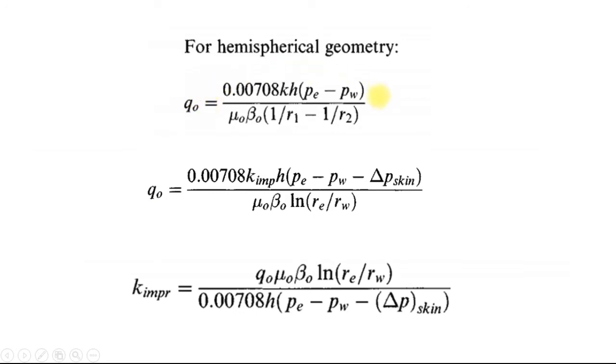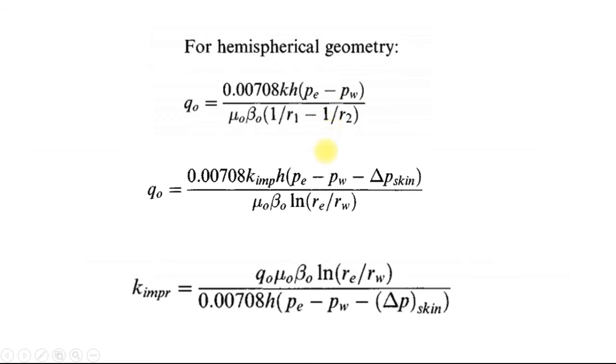This is the basic Darcy equation, but for a hemispherical geometry, it turns into this form. You can see the flow rate is directly proportional to the permeability of the reservoir and inversely proportional to the viscosity of the fluid, and also directly proportional to the delta P and inversely proportional to the radius.